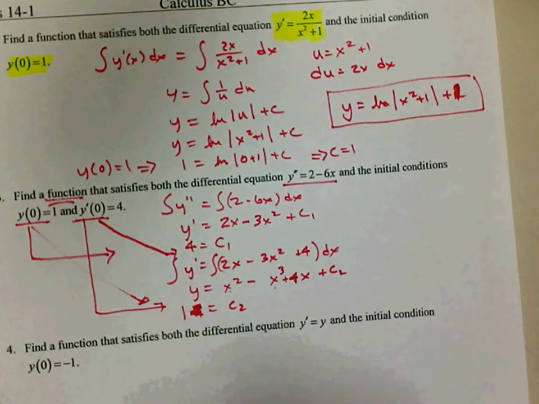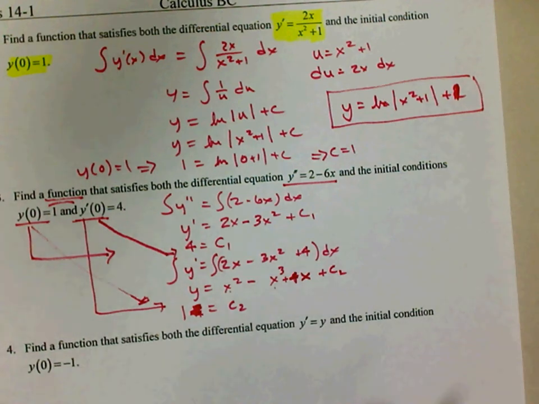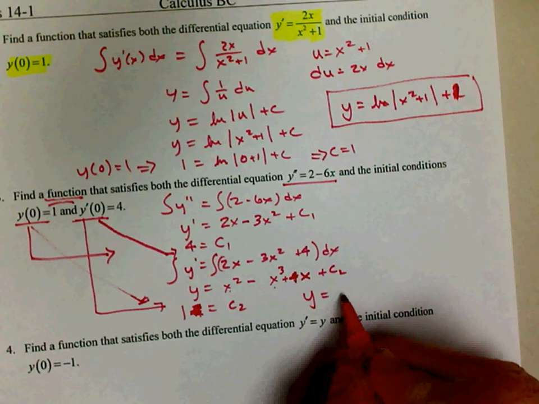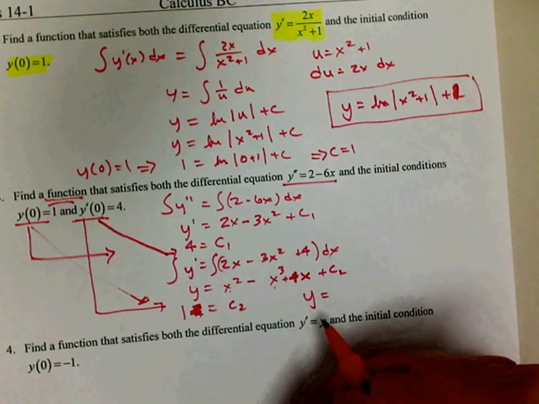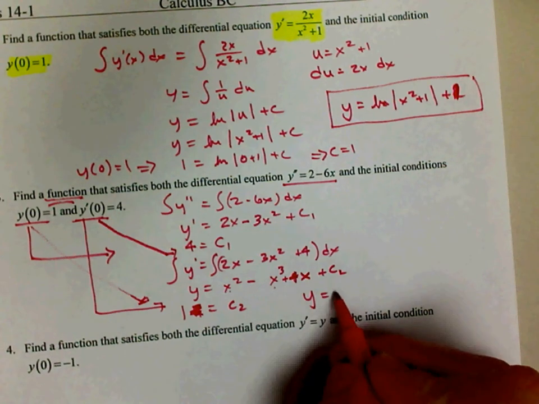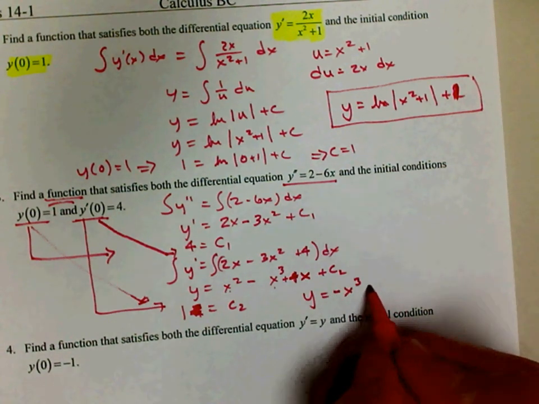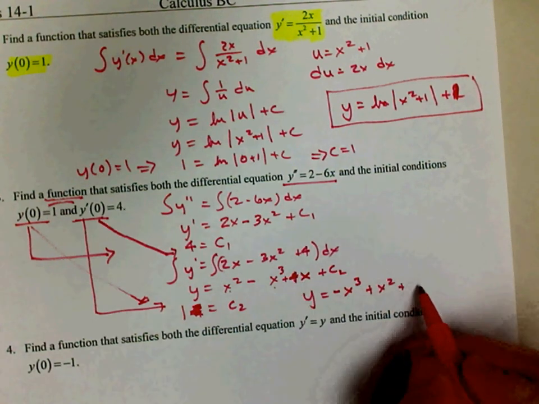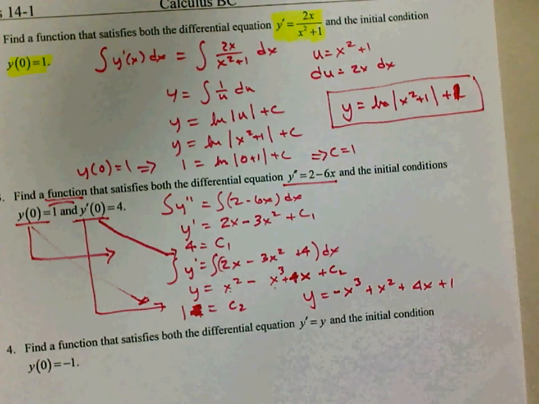So now that we know that, we get our final equation, y equals, and probably most of you will switch it around so it is in proper order here. This will be a negative in front of the x cubed, and then plus x squared. This, recall, when I fixed it, was a 4x, and then this guy here, 1. That is the solution to our differential equation.